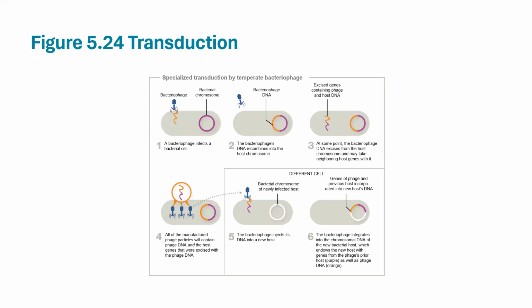So in this example, it's kind of a more elaborate example of specialized transduction. So you have your temperate phage going into the prophage stage, and then when it cuts out the genome, you've got a little bit of phage genome and a little bit of host genome. And so all of your phages end up with a little mix. When they infect a new cell, they can introduce that previous host genome into the new cell.